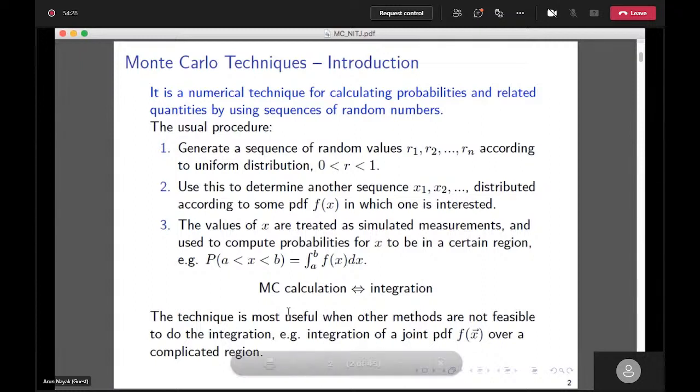For example, if you want to do an integration over a joint PDF f of x, where x is not just one variable but a vector of variables, over a complicated region, you do not know the functional form and it is not very simple, so you cannot apply other integration methods. In such cases, this will be more useful.